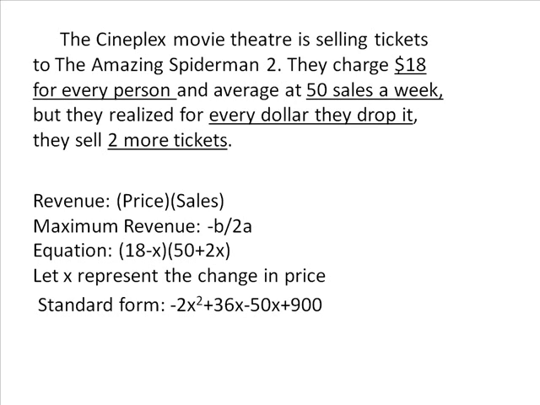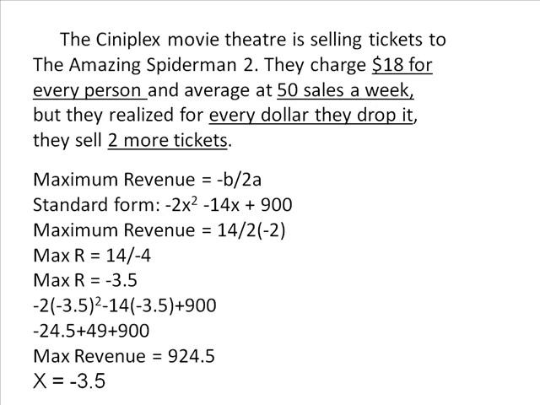The reason I need to find the standard form is because the formula negative b over 2a will give us the maximum revenue we need. The formula for max revenue is negative b over 2a. The standard form is negative 2x squared minus 14x plus 900. Negative 2 is the a value, and negative 14 is the b value, and 900 is the c value.